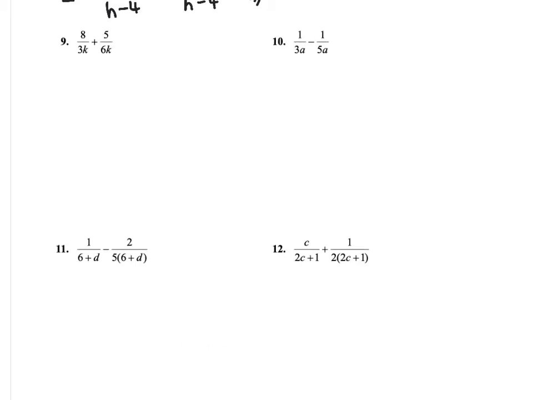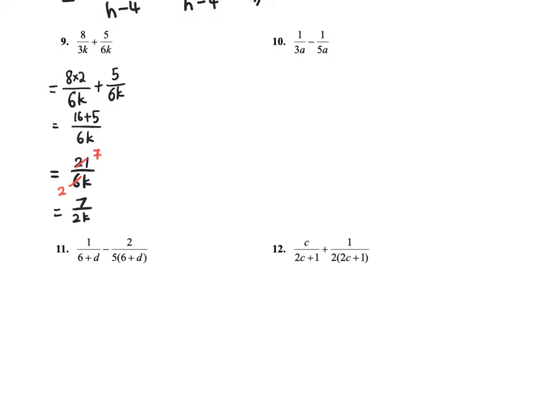And then for this one, you have to make it larger, okay, so that you can have the same denominator, which gives you 3 over 4a. And then for this one, the denominator is different, so you have to make it the same so that you can combine them together. So this one you will have 16 plus 5 over 6k, and that will be 21 over 6k, and basically you can simplify it by 3, so you have this at the end, 7 over 2k.